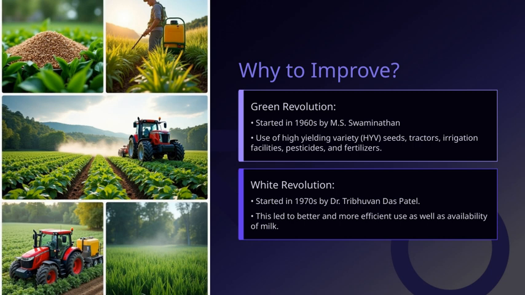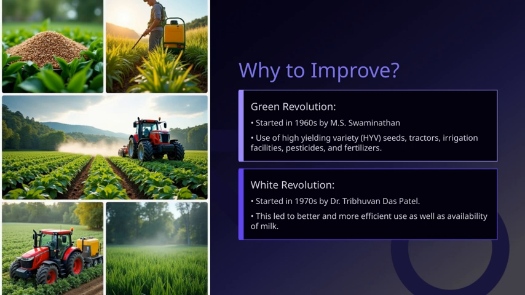Moving on to the White Revolution, which started in the 1970s under the leadership of Dr. Tribhuvan Das Patel. This revolution was all about milk production. It led to a more efficient and effective way of using resources, which resulted in an increase in milk availability. Essentially, it transformed India into one of the largest producers of milk, improving nutrition and dairy farming practices across the country. Both these revolutions are critical because they show how technological and scientific advancements can dramatically improve agriculture.